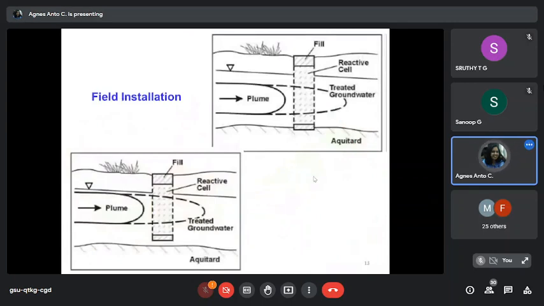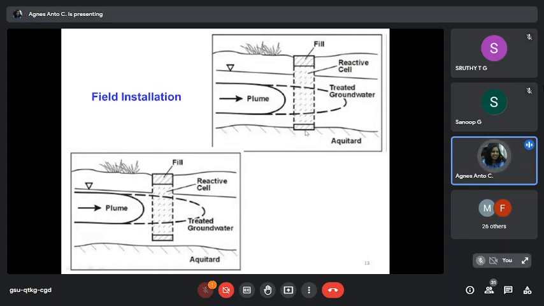Next, when you are installing in the field, there are two other possibilities. One is that you can install your PRB so that it covers your entire aquifer, extending from the top to the bottom of the aquifer. If not, you can hang it or float it, that is, it will not touch the bottom of your aquifer. So if your contaminated plume is of shallow depth, you can go for hanging or floating PRBs. And if the contaminated plume is of greater depth, then you go for a PRB extending from top to bottom, as shown in the figure. So these are the field installations of PRB.